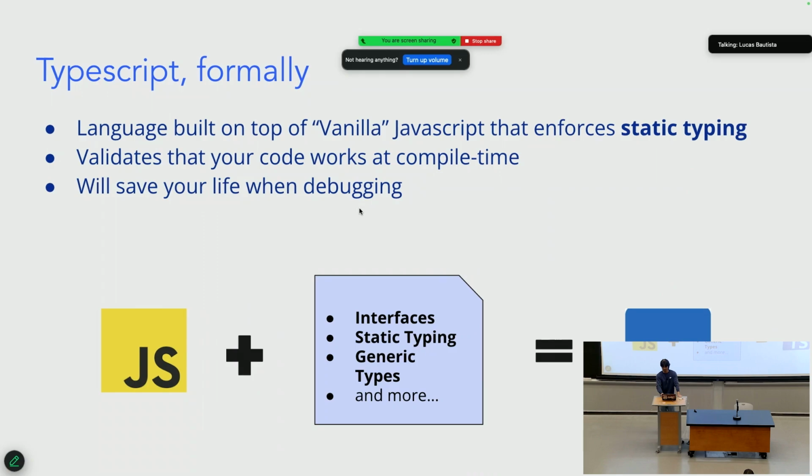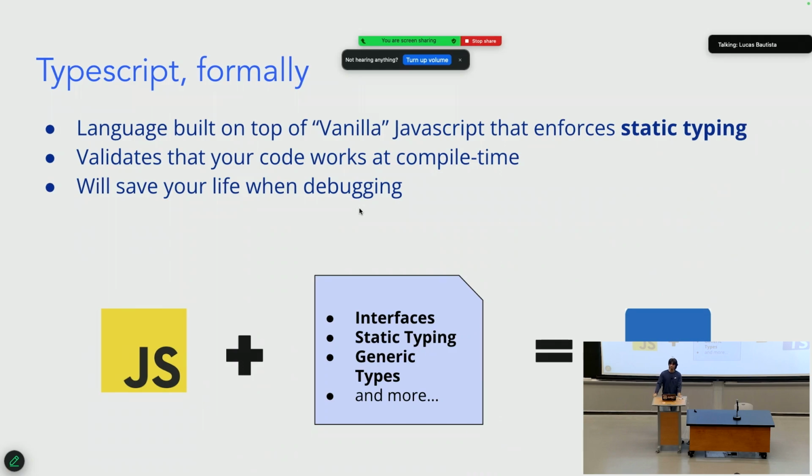So we use TypeScript. And TypeScript is just a language built on top of JavaScript that enforces static typing. And essentially what TypeScript does is it validates that your code works at compile time. So before you even run your TypeScript or JavaScript file, you'll have the little red squiggly lines telling you that, oh, maybe you assigned your variable to some different type than what you intended it to be.